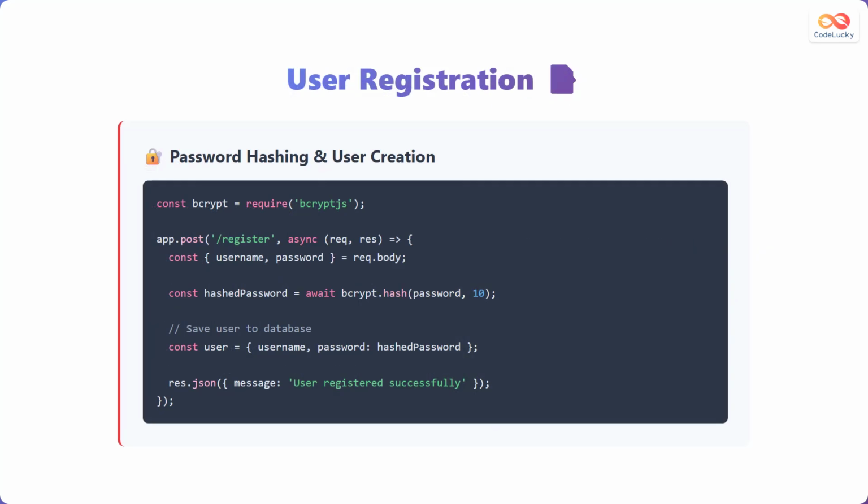Let's implement the user registration route. First, require bcryptjs for password hashing. Then define a post route for /register. Inside this route, extract the username and password from the request body. Hash the password using bcrypt.hash with a salt factor of 10. Save the user to the database with the hashed password. Finally, respond with a JSON message indicating successful user registration.